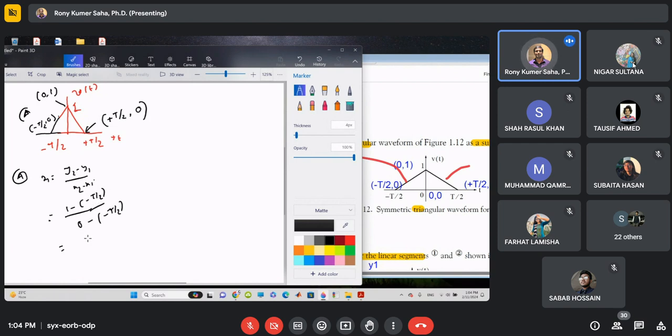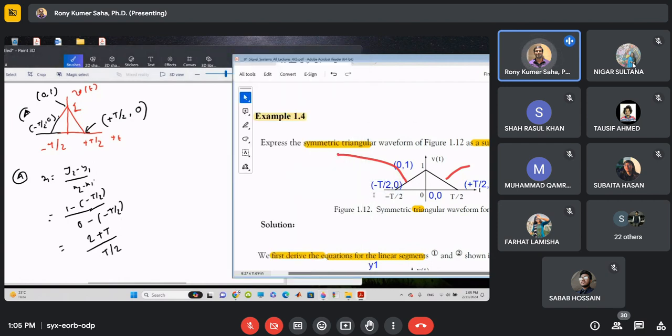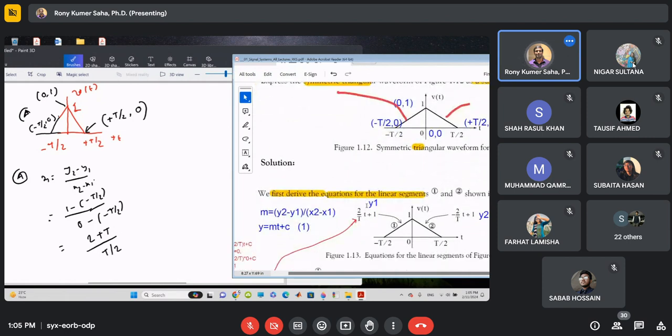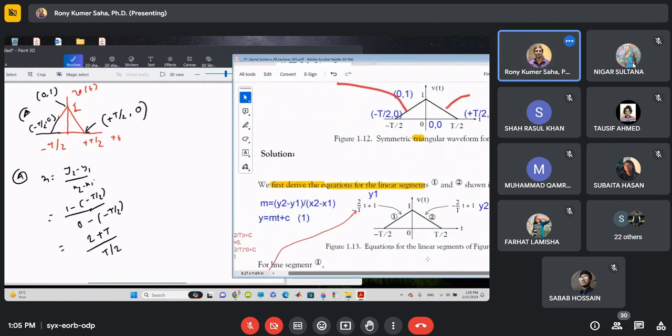What is it? This one is 2 plus t, okay, 2 plus t, right? And here we have plus t over 2, right? It seems to be like that. Okay, where is the question I can see? Let's try this one again. For this there shouldn't be any problem.